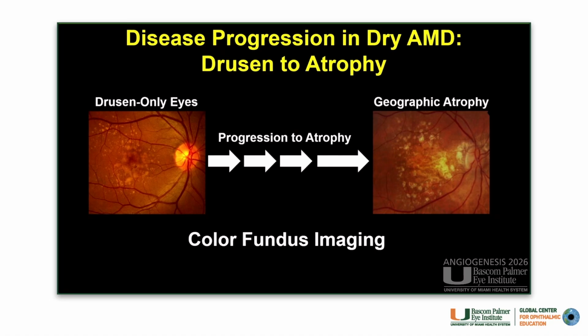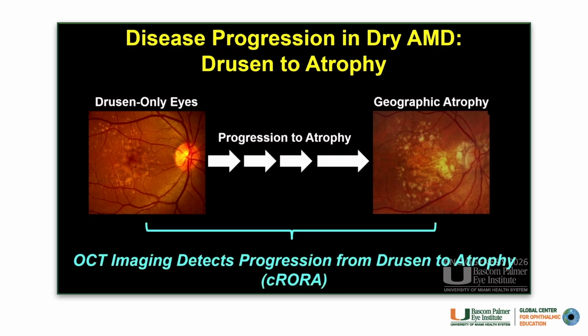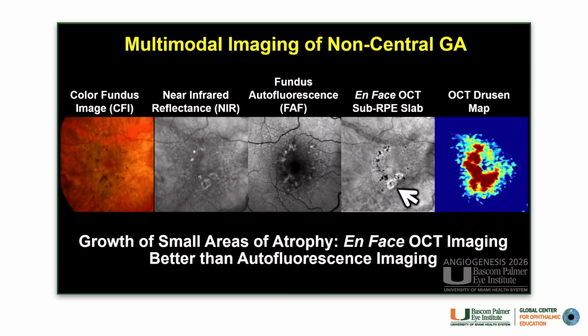Disease progression in dry AMD was historically studied using color fundus imaging. But now, OCT imaging is the consensus modality to study the progression from drusen to geographic atrophy. Although multimodal imaging is widely used to study the growth of GA, we know that Fast OCT is particularly better than other imaging modalities like autofluorescence or color fundus to detect the smallest areas of atrophy, and especially those like, in this example, which are closer to the fovea.